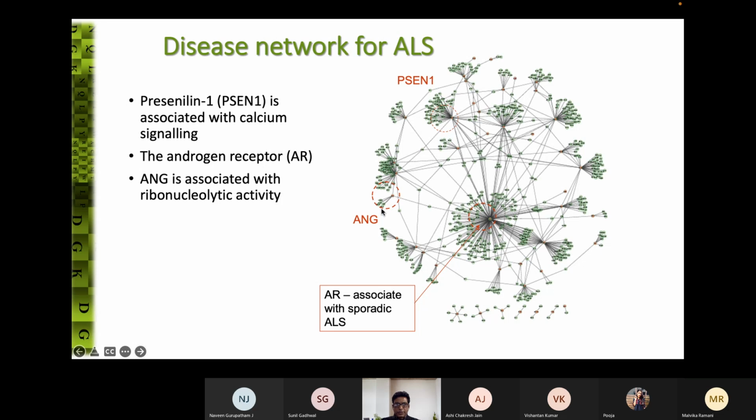Of course, this is just one of the many things that can happen, and there are more than 50 genes that are implicated in the disease now, and more than 150 risk factors and other things which are there. So we're not looking at all of those details, but this PSEN that is there also plays a role in calcium signaling.